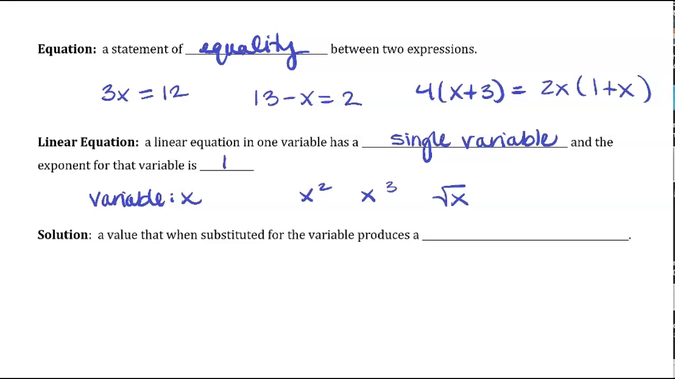A solution to an equation is a value that when you substitute it in for the variable, you get a true statement. So we say that a value is a solution to an equation if we put it in there for x and the result is something true. Let's look at example 1.